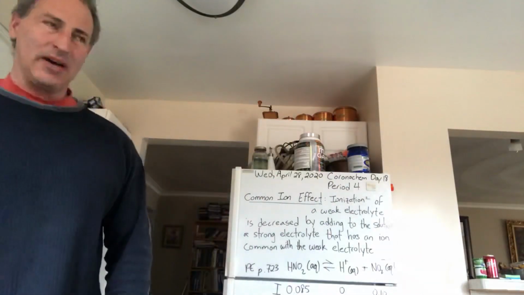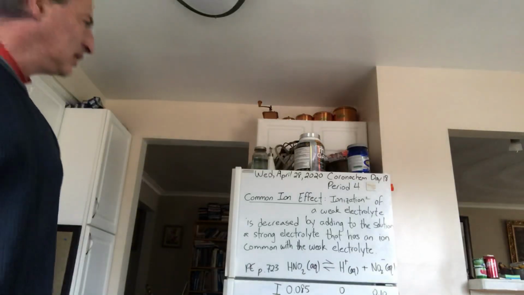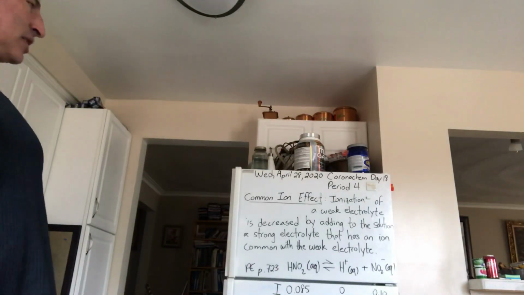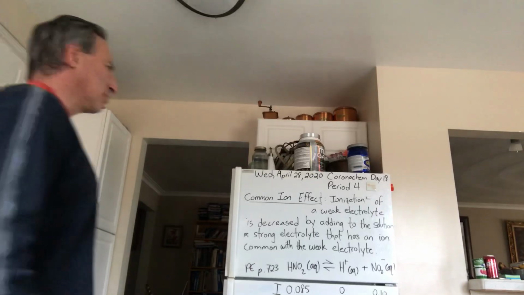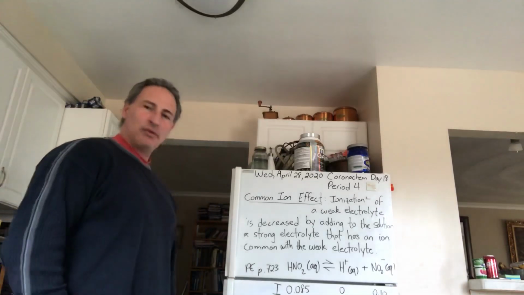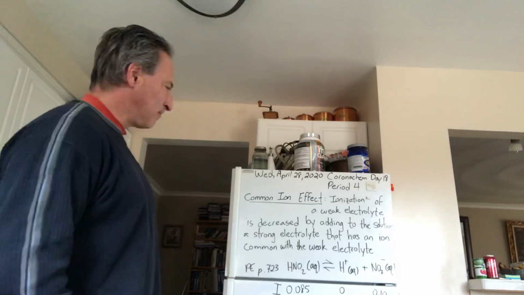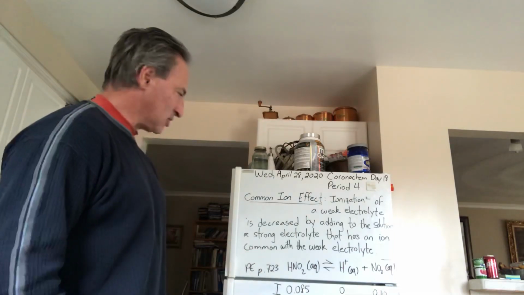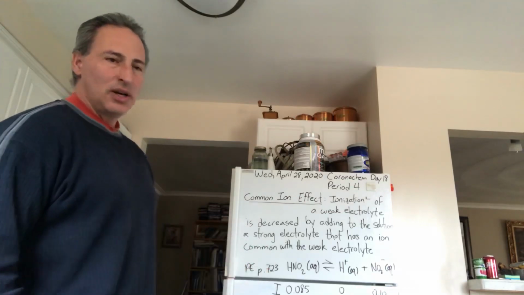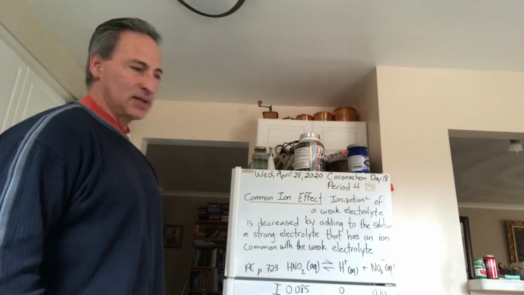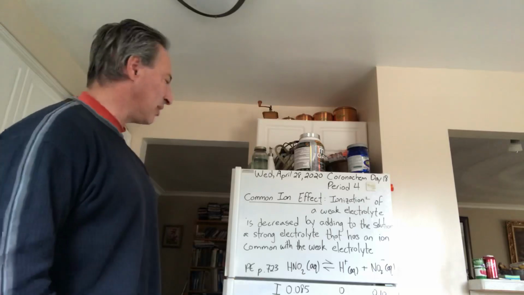This chapter starts off with the notion of the common ion effect. The common ion effect tells us that the ionization of a weak electrolyte is decreased by adding to the solution a strong electrolyte that has an ion common with the weak electrolyte. So you can suppress the ionization of a weakly soluble salt or even a moderately soluble salt by the addition of a strong electrolyte which interferes with further dissolution because it participates in the equilibrium process.